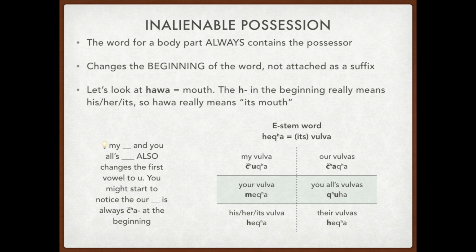You might also start to notice that our for inalienable possession is all around the same. Cha, ka. It is always cha at the beginning, no matter what vowel stem it is, no matter what the first vowel is, it will always change to an A for our. Cha, ka. It's not che, ka.